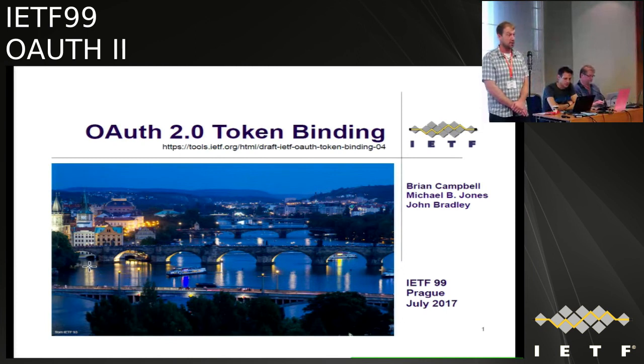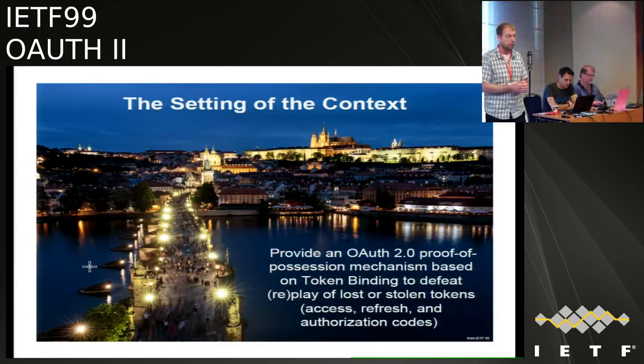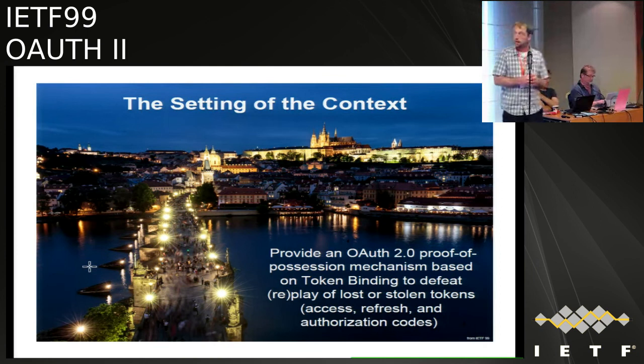So, to try to set a little context here without getting too deep into it. This draft is intended to provide an OAuth2 proof of possession mechanism. We talked a lot about the value of proof of possession on Monday, I believe it was, in terms of what that can bring you in preventing issues with lost or stolen access tokens. So this is one mechanism to provide that proof of possession and defeat replay, or inadvertent play by the wrong party, of lost or stolen tokens in the OAuth context. And that includes access tokens, refresh tokens, and authorization codes.